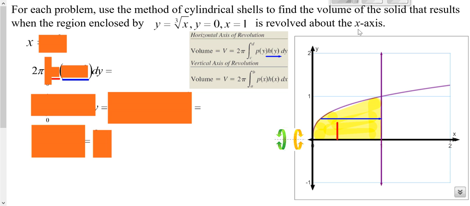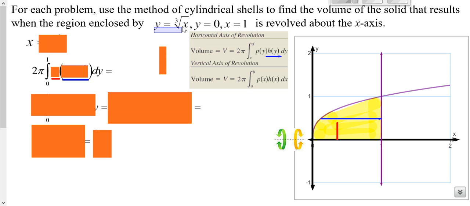This one here, when we graph it, we have our cubic function here, we have our x-axis here, we have x is equal to 1 here. So we get this shaded region here. We're revolving around the x-axis again, so therefore we have to be dealing with our y's. So we put our 2 pi down, our y's, our bounds, because we're dealing with y's, is how far up and down our shaded region goes. Starts at a height of 0, goes up to a height of 1.